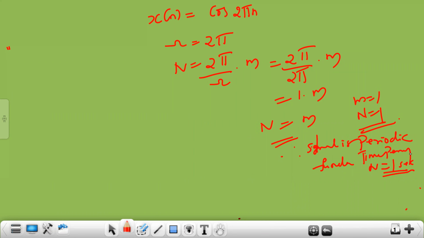Next question. Take time to write. If you have written, please let me know. Those who have completed the above problem can do this problem. X of n is equal to cos 2n.